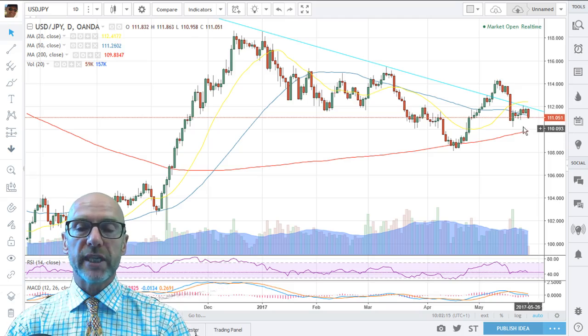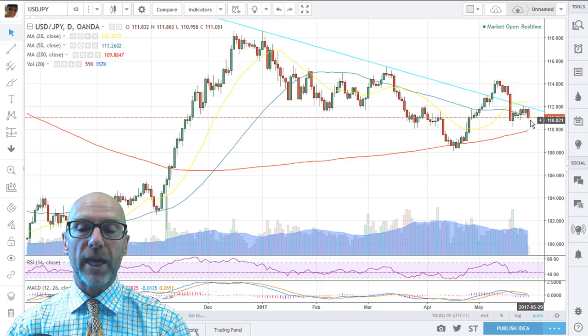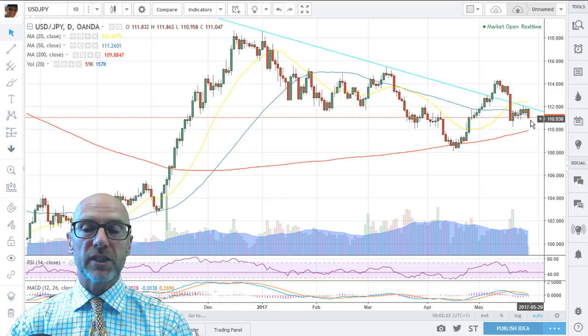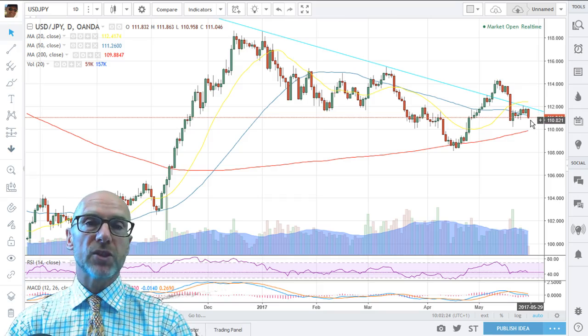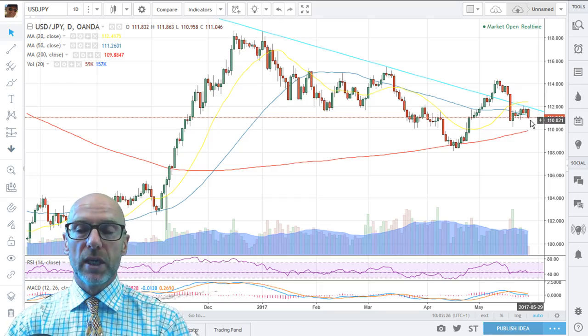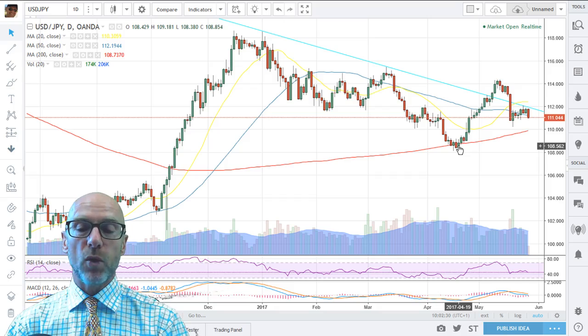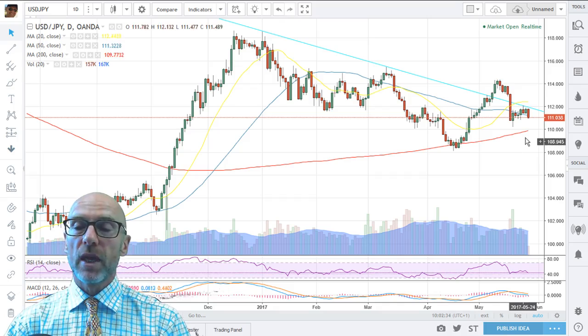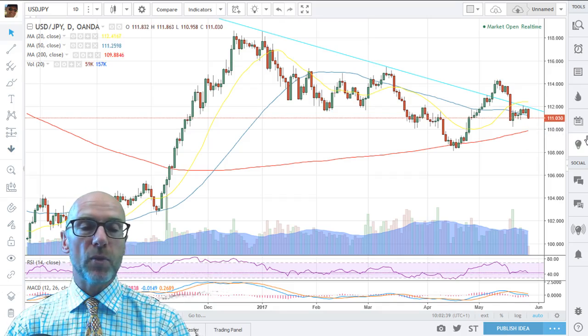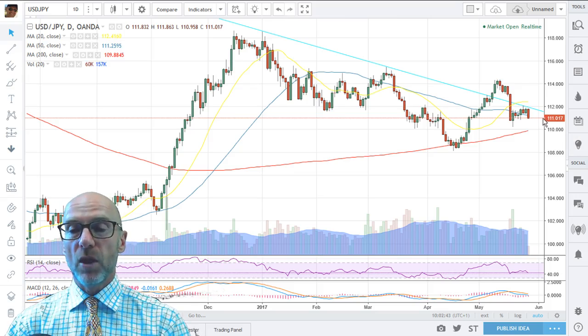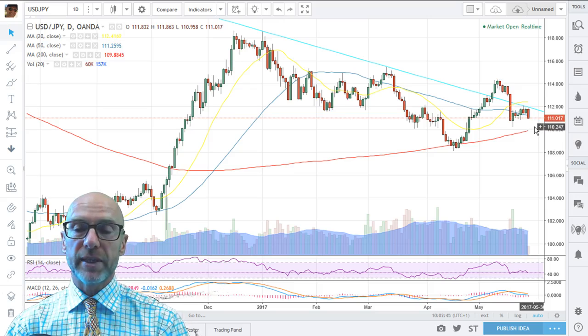We'll also see that this blue line is the 50-day moving average. We've come back below there. That will be a downside influence on the market. The 200-day is moving up. That did give support on the 19th of April, 17th of April. So if we do come back towards that at 109.88, it will give support. And at the moment, it does look like that is going to be the case.